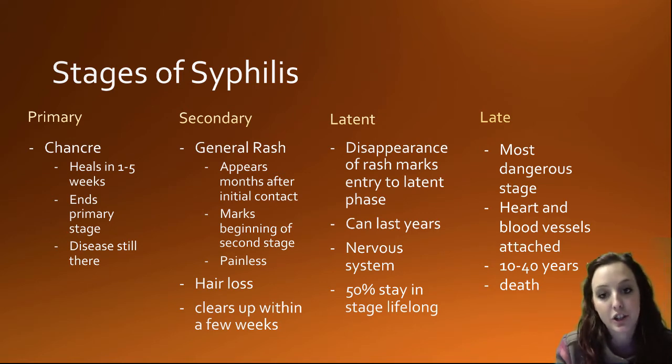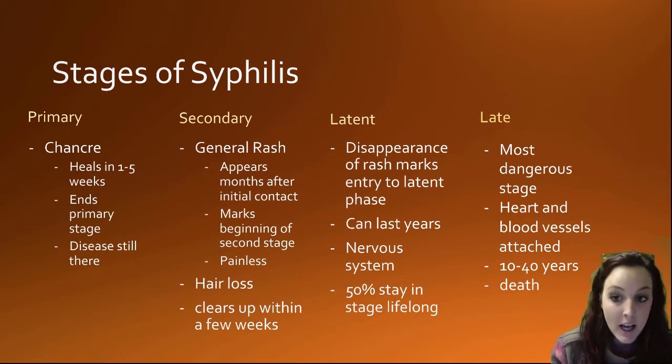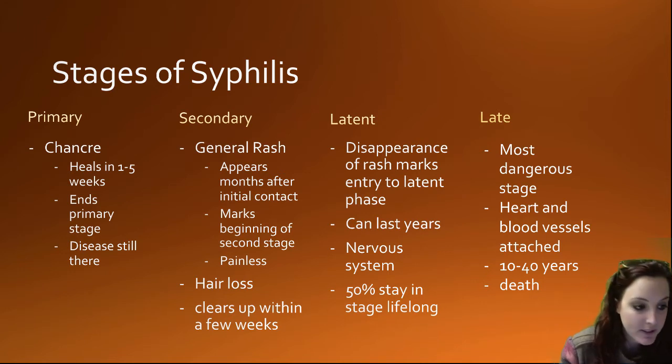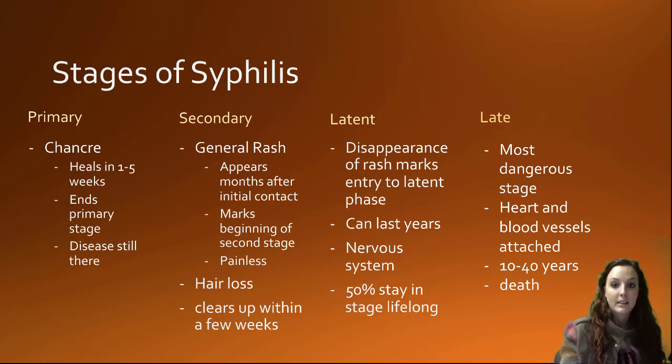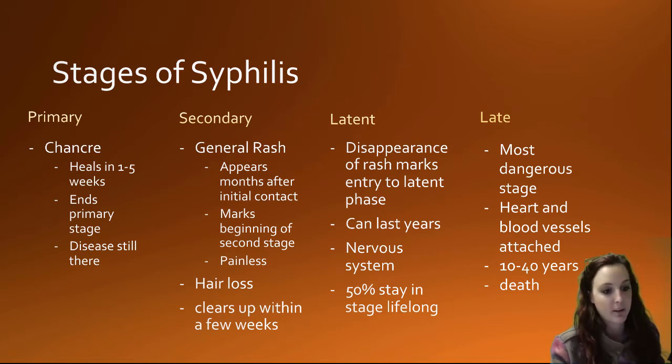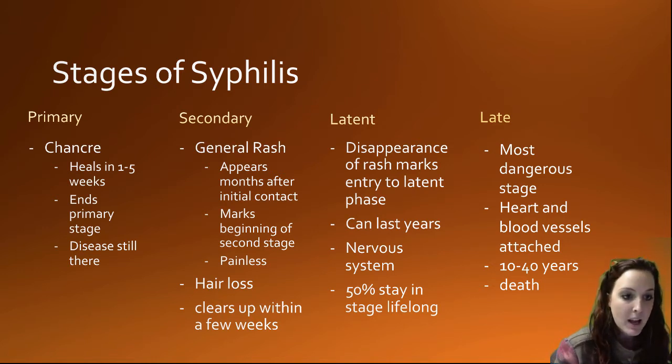But the appearance of the general body rash, and this could occur all over the body, really marks the beginning of the second stage of syphilis. Once again, this rash is painless, meaning a lot of people will apply a general over-the-counter rash cream and forget about it. It's not affecting their daily lives. But if not treated, obviously this becomes a more dangerous disease. During the second stage of syphilis, hair loss can also occur. When the secondary symptoms disappear, the latent stage begins.